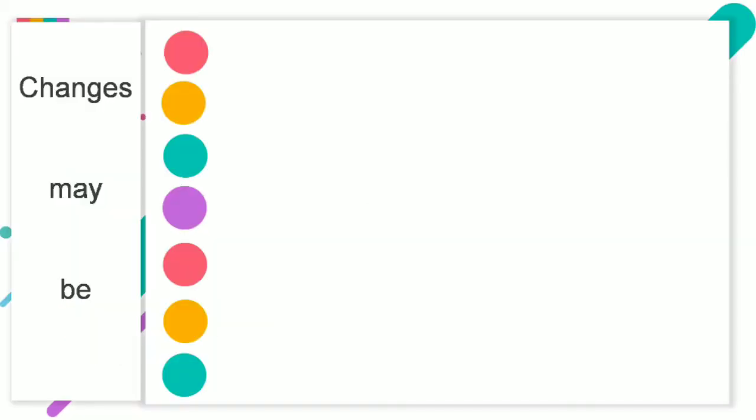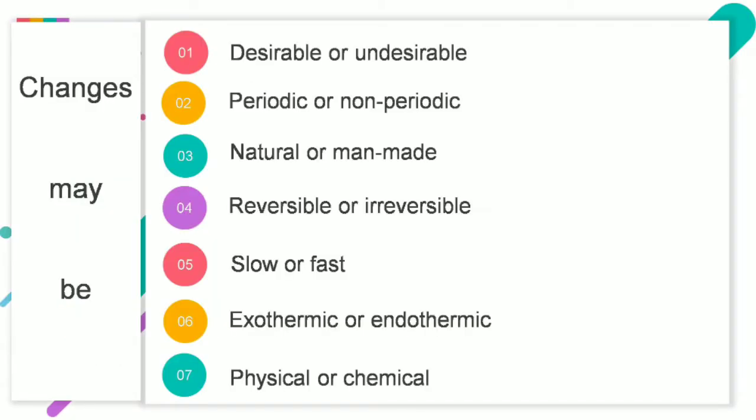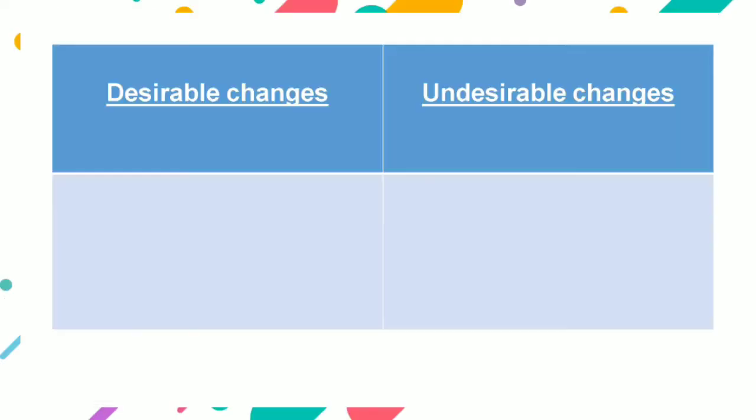The changes around us may be desirable or undesirable, periodic or non periodic, natural or man made, reversible or irreversible, slow or fast, exothermic or endothermic, physical or chemical. So let's study about these changes. First of all, we have desirable and undesirable changes.